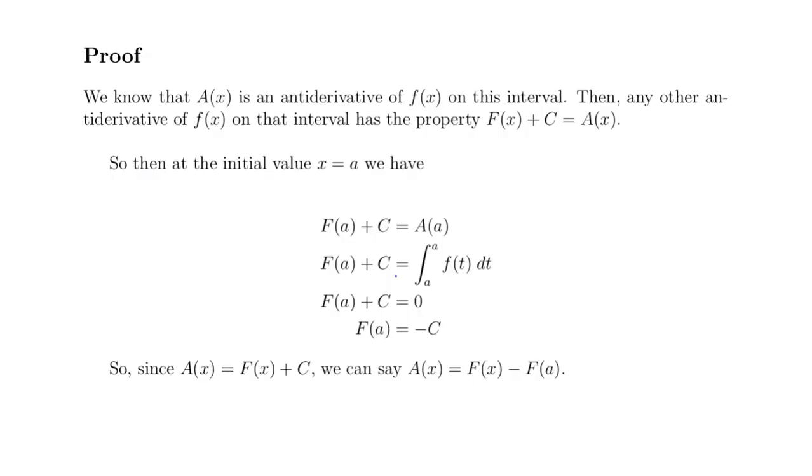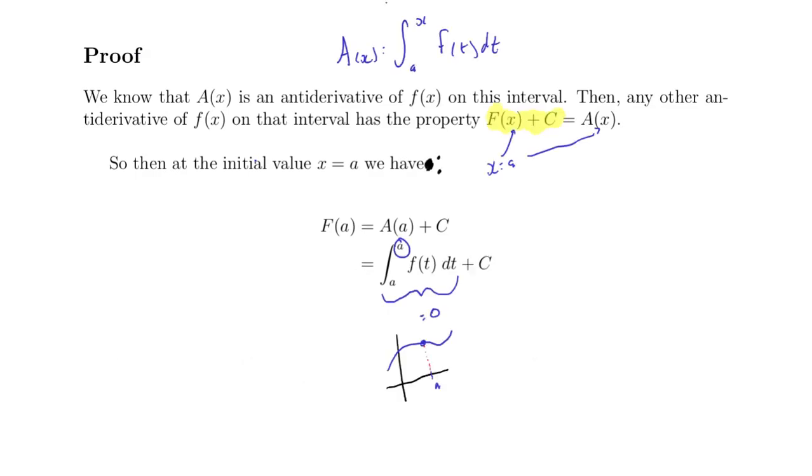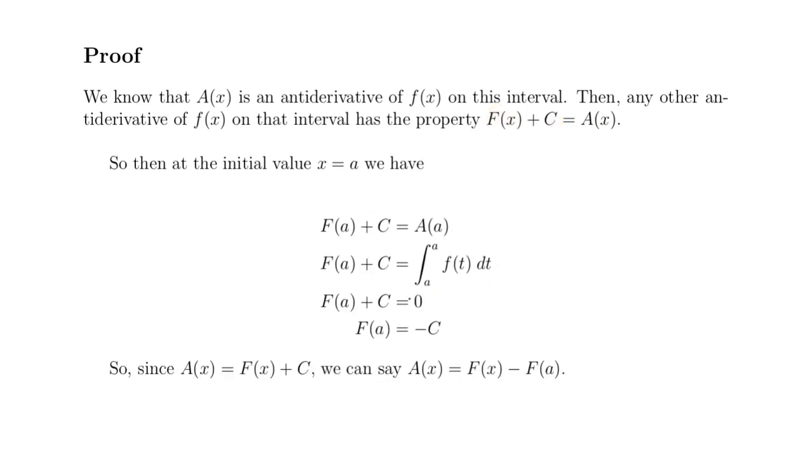So what that means is that, oh, I've got a typo in all this stuff. This plus c is supposed to be on the other side. Whoops. So what that means is that this capital F of A plus c is equal to 0. And so we can solve for what capital F of A is. If this is your family of antiderivatives, then each one is going to have an initial value of capital F of A being negative c for whatever that specific constant was.